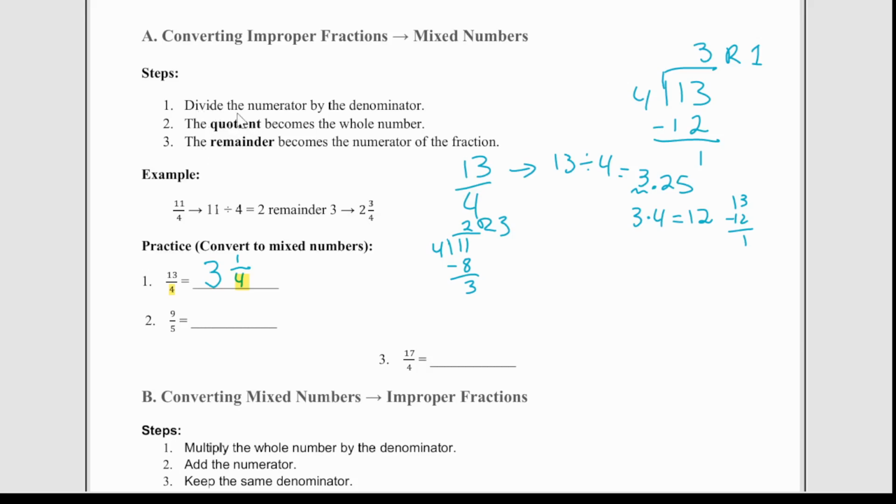So in short, divide the numerator by the denominator. That's the definition of the fraction. The quotient is this number that's up here. So that's what you got here. The quotient is kind of the whole number, the most number of times it goes in. That becomes the whole number on your actual fraction here. And then the remainder becomes the numerator of the fraction. The denominator stays the same.